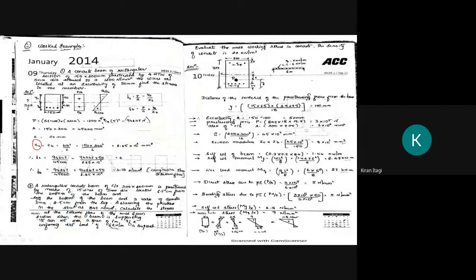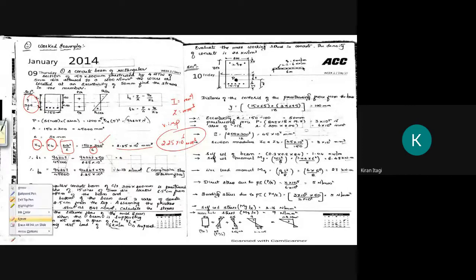Therefore, Z_B equals how much? BD square upon 6. What is the width? It is 150, multiplied by the depth. How much is it? 300. Therefore, 300 square upon 6, which equals 2.25 into 10 power 6 mm cube. Okay. Remember one thing, I will be in terms of mm raised to 4 and Z will be in terms of mm cube. Units are very important.